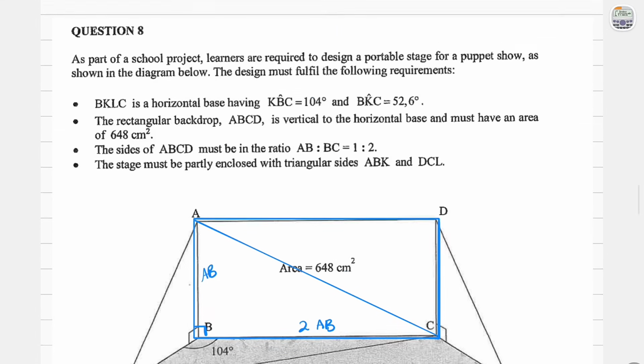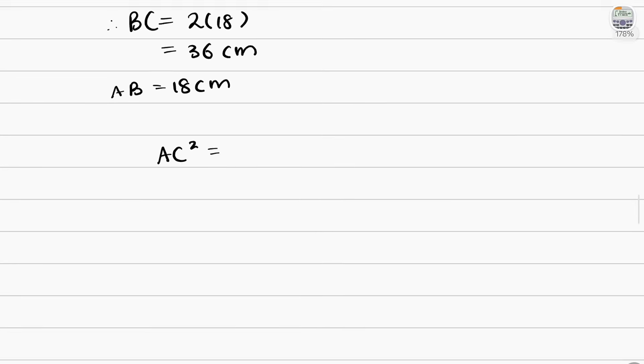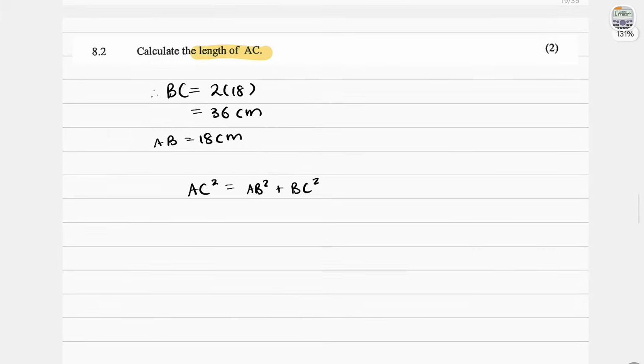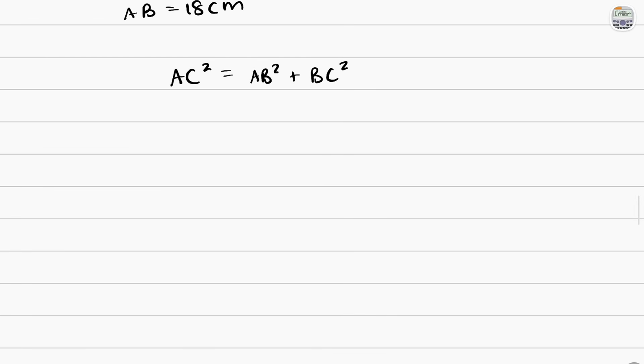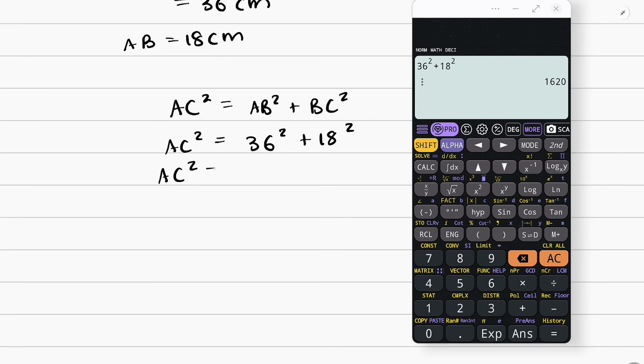Using Pythagoras to find AC, you're going to say AC is the hypotenuse. So AC squared is equal to AB squared plus BC squared. You can write the full thing out if you want, it's not necessary. We don't need reasons here. It's 2D and 3D trig, not Euclid. So we're just going to say AC squared equals 36 squared plus 18 squared. Let's quickly find that. AC squared equals 1620.